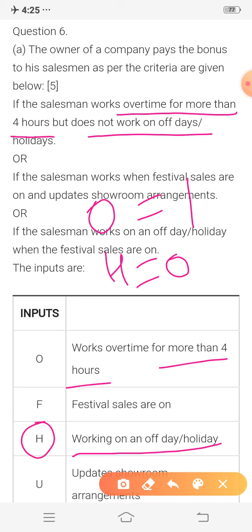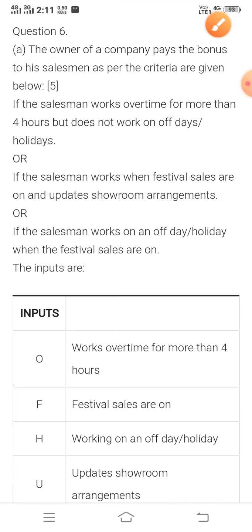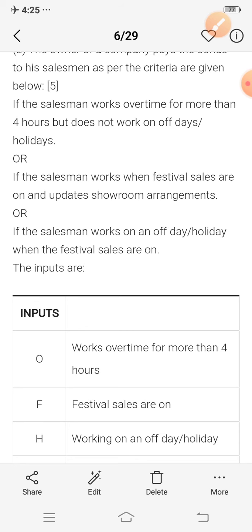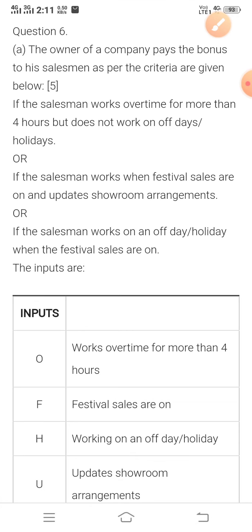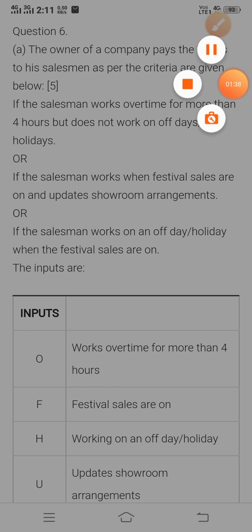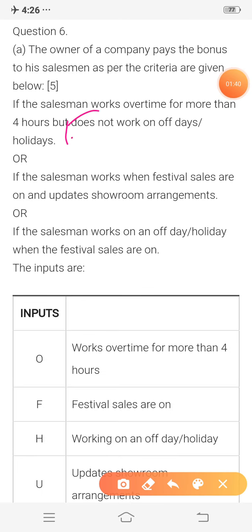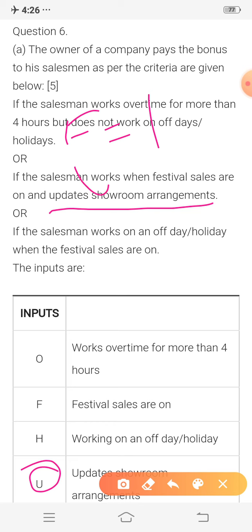Moving on to the second. If the salesman works when festival sales are on, festival sales are on means the value of F is equal to 1. And updates showroom arrangements. For update showroom arrangement we are using U. So you will take here U is equal to 1. So F is equal to 1, U is equal to 1. This is for the second criteria.